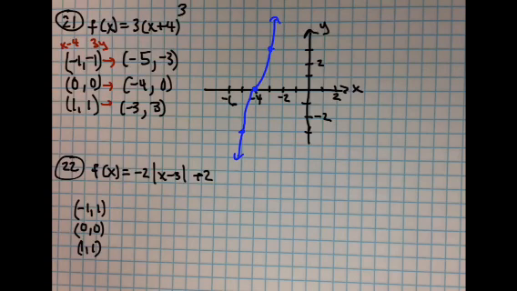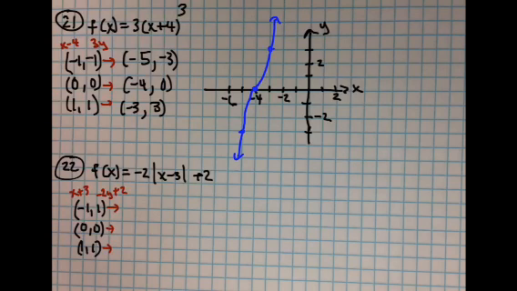So for 22, the h is 3, so that affects the x. So it's going to be x plus 3. The a is -2 and the k is +2. So those two affect the y. So -2y plus 2. So now we're going to transform these points.